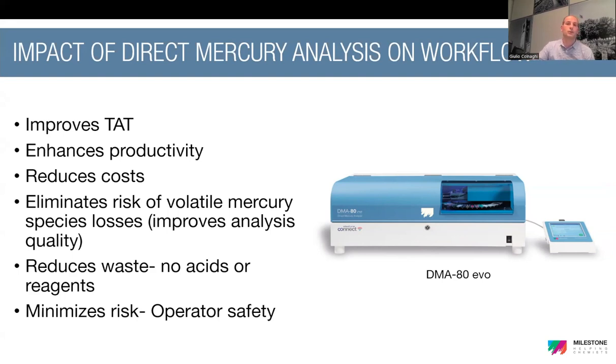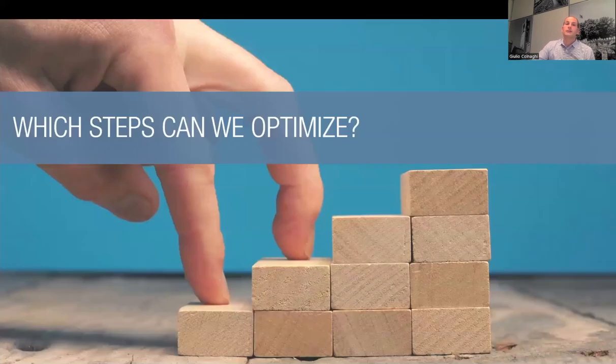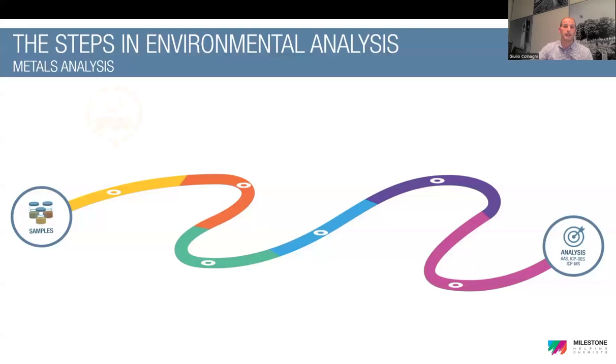If this is true for mercury, this is not feasible for many other metals, and also when we are dealing with organic pollutant analysis. So how can we optimize those steps, and which are the steps that can be optimized?